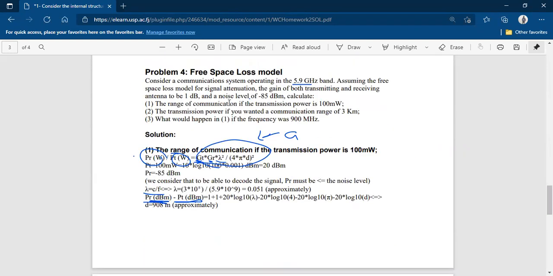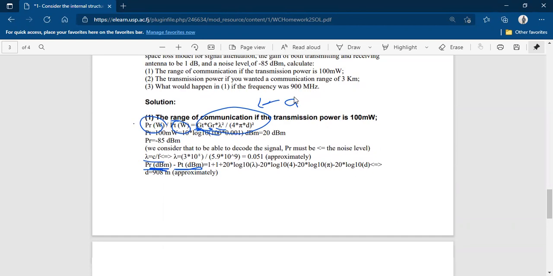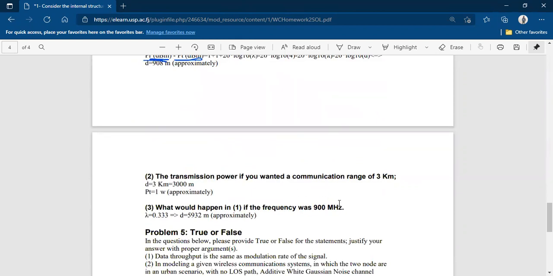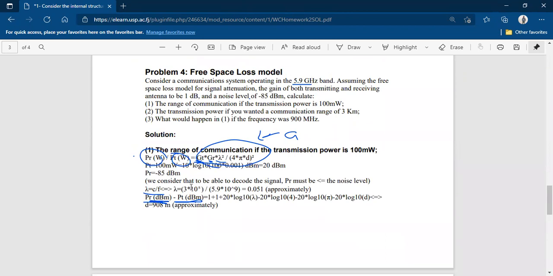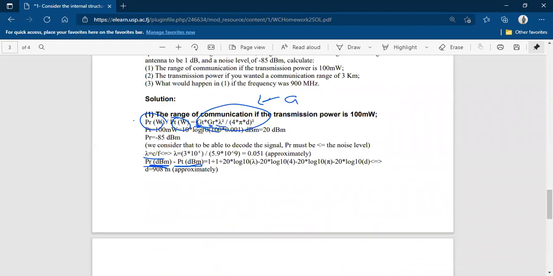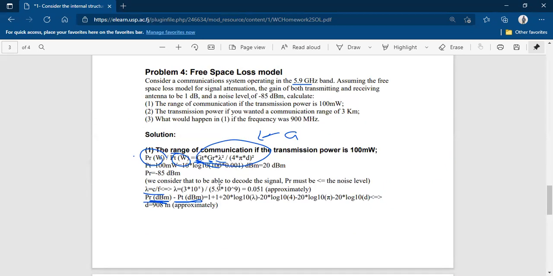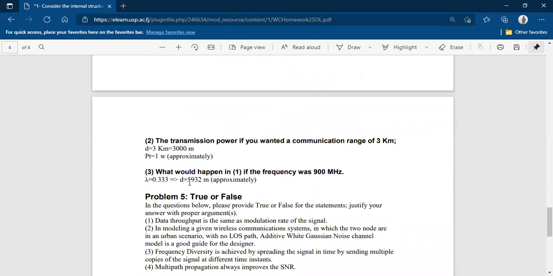If you go back to question number 1, in place of 5.9 gigahertz, we use 900 megahertz, and we reevaluate the distance using the same formula. In place of 5.9 gigahertz, we use 900 megahertz in order to find our distance. So you'll find your distance to be approximately 5,932.